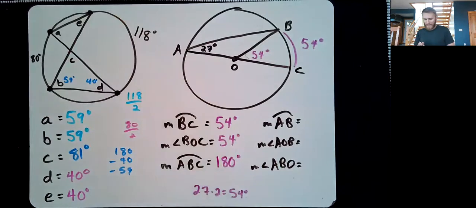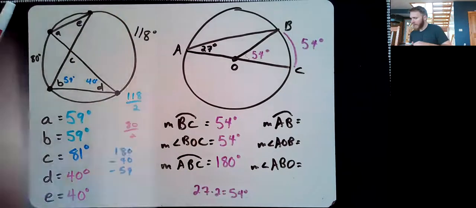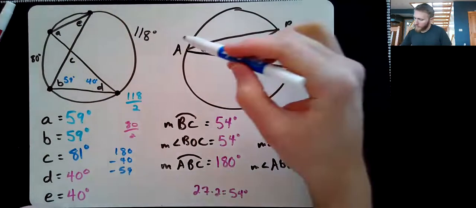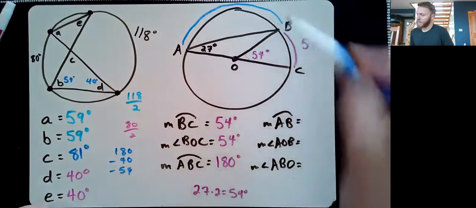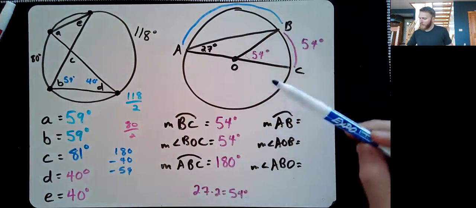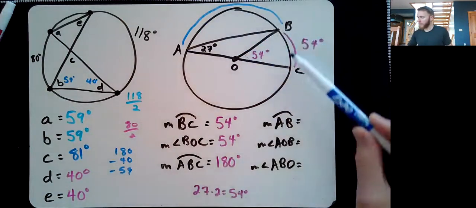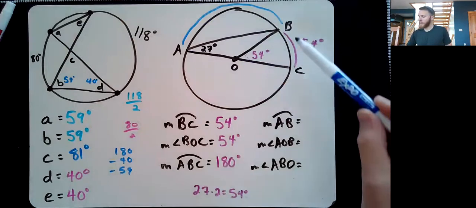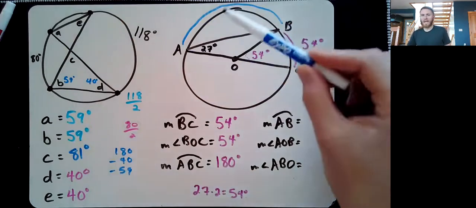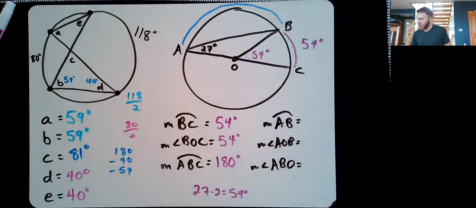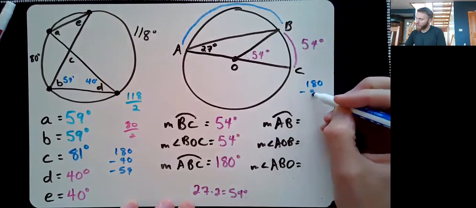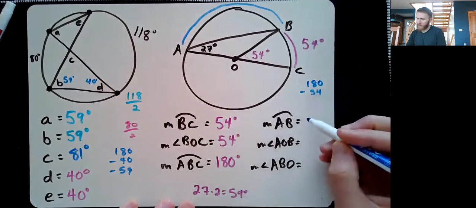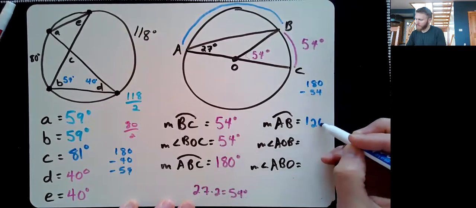All right, now they're asking me for AB. So let's switch up a color. Arc AB goes obviously from A to B. Great. I just told you that ABC was 180, half a circle. If this part here is 54, then AB is what remains to make 180. So 180 minus 54 degrees gets me 126 degrees.